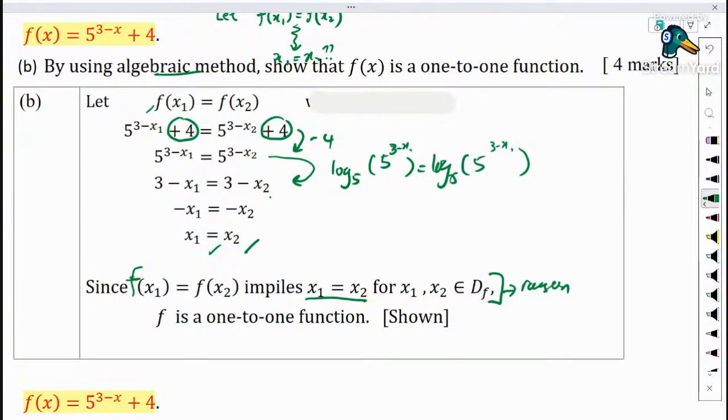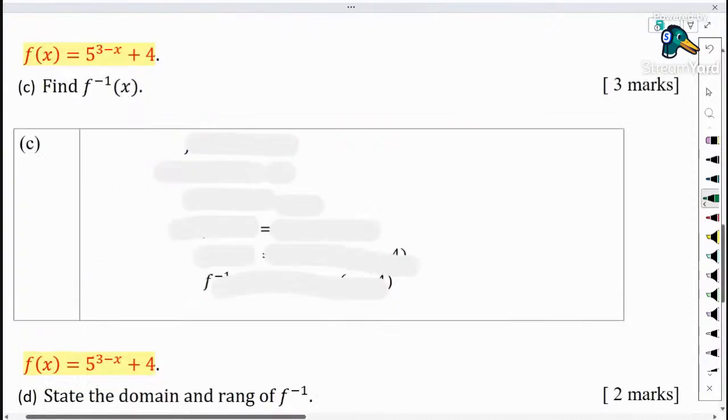Continue. C, we would like to find the inverse. So again, for the inverse, I don't want you to do the let y method, but instead I want you to use the properties of f composite f inverse, which gives the answer equal to x, and this x depends on what we have inside the bracket. If it's an x, then x. If it's a y, then y.